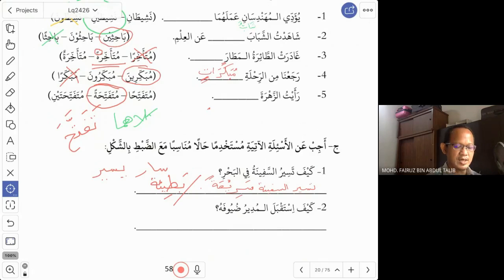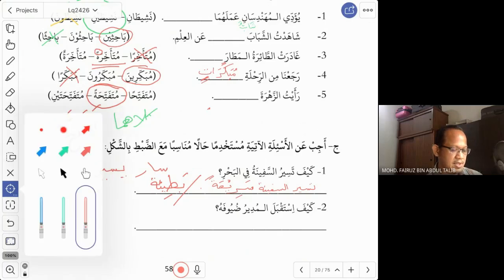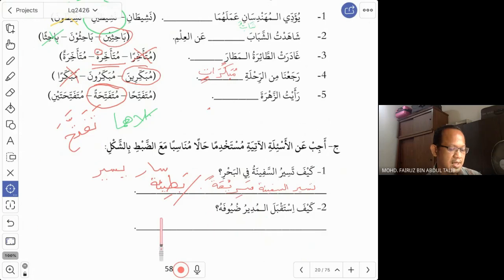The mudir, how was he? استقبل يستقبل, receive. To receive. So how did the mudir receive his guest? Yes. How did the mudir receive his guest? So here you want to explain the mudir. Okay, let us choose the mudir. Let us explain the mudir. Hal. So how was he when he received his guest?